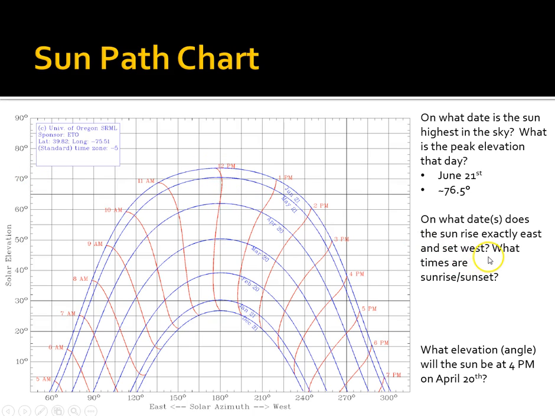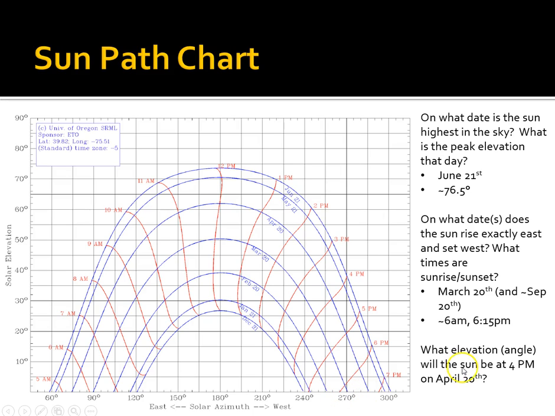All right, so on what date does the sun rise exactly east and set exactly west, and what time are the sunrise and sunset on those days? Well, the equinox is when that happens. If you notice, the sun rises exactly at 90 degrees east and sets at 270 degrees west. So if you follow it, sun rises, it's noon, now it's setting. That's on March 20th, or the equinox, which should also be the autumnal equinox in September as well. And if you want to look at the time, just look here: it rises a little bit after 6 a.m., and sets a little bit after 6 p.m.